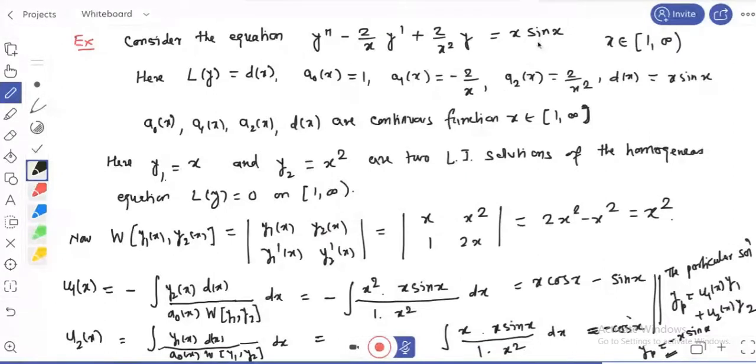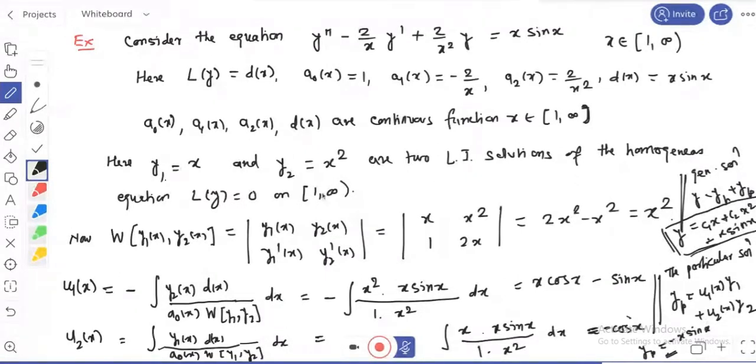Okay, and what is the general solution? The general solution is y equals homogeneous solution plus particular solution. What is the homogeneous solution? The homogeneous solution is simply c1 x and c2 x square. These are the two linearly independent solutions, and minus of x sin x. So this is your general solution. This is the general solution, this is the particular solution.